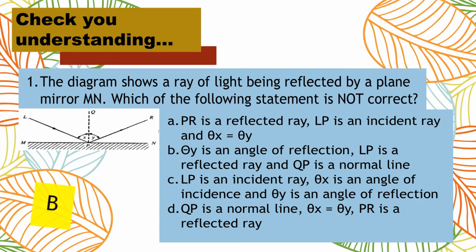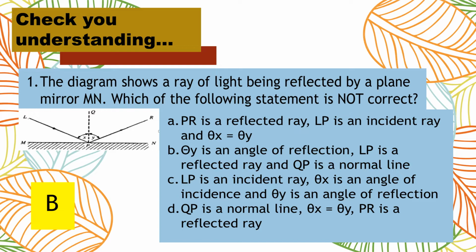The answer is letter B. Angle Y is an angle of reflection, ray LP is a reflected ray, and line QP is a normal line. Okay, that is not correct.